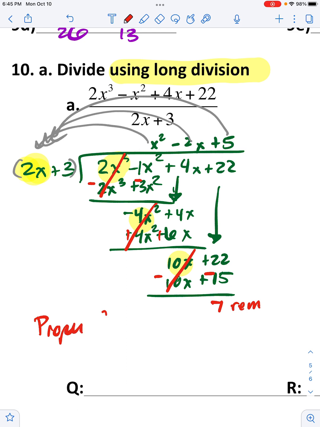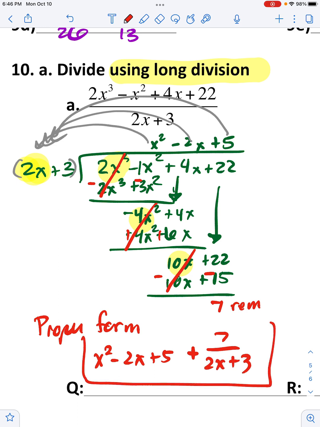So I talked about this in class a couple of times, and the proper form is going to be my answer from the top, so x squared minus 2x plus 5. Then I'm going to add my remainder over what I divided by. So this is how my answer looks. It's like a mixed number.